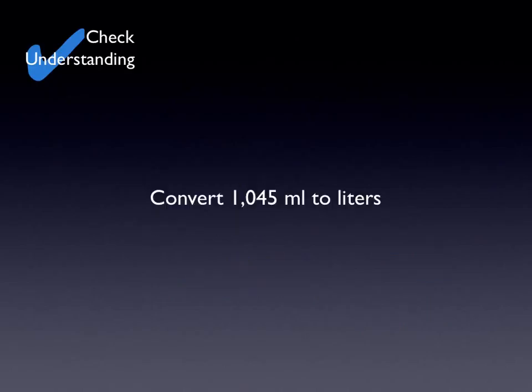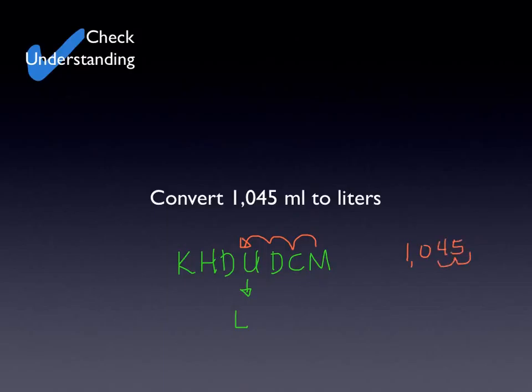Right, let's convert 1,045 milliliters to liters. King Henry died unexpectedly drinking chocolate milk. And our unit is liters right now. So if we start at milliliters and we're moving 1, 2, 3 places back to liters, then we're going to take our number 1,045 and move our decimal to the left 1, 2, 3 places. So 1,045 milliliters is going to be equal to 1.045 liters.